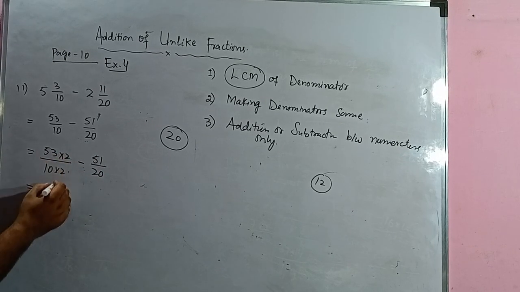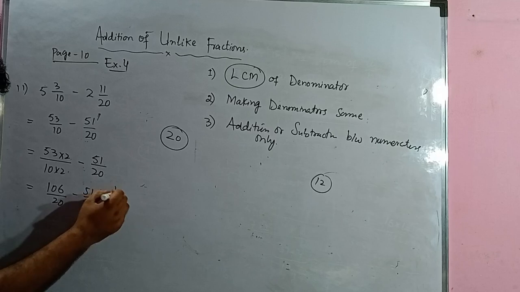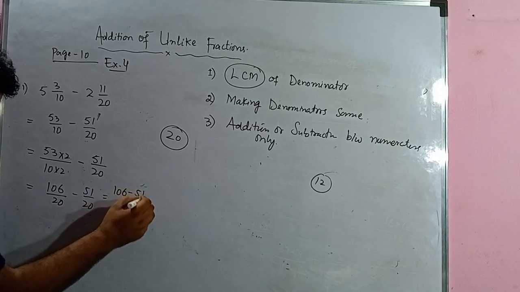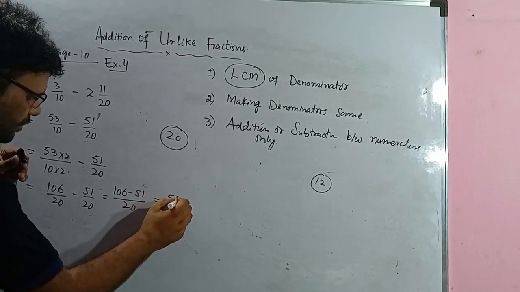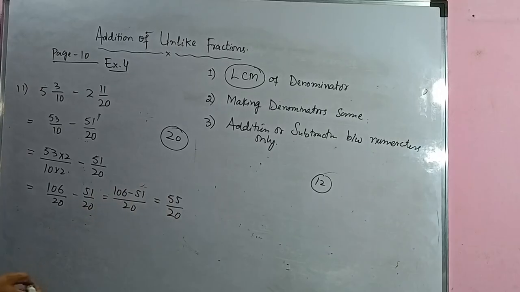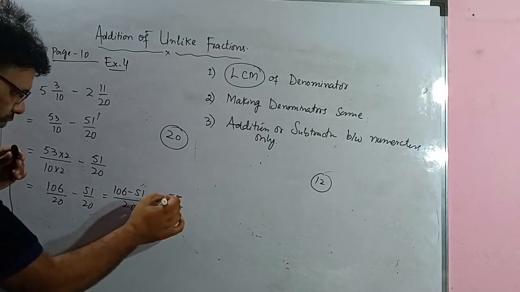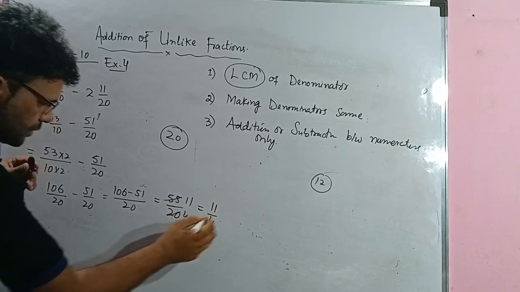So 53 by 2, 3 2s are 6, it's 106 divided by 20 minus 51 divided by 20. Now you can see 106 minus 51 divided by 20. That is 55 divided by 20. Now I can do the cancellation. 5 1s are 5, 5 4s are 20. So 11 by 4 is the answer of this question.